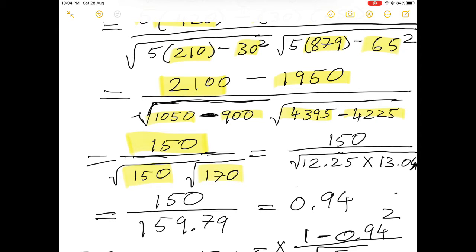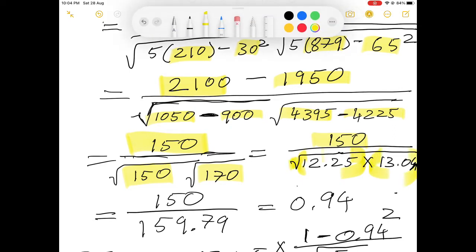Further, now I have made a mistake here. I have taken the square root, so I have to remove that. Anyway, so this should be 150 divided by 12.25 into 13.04. Let me just remove the square root from here. Just give me a second. Okay, now this is the correct way. So it should be 150 divided by 12.25 into 13.04. So now simplifying this further, I get 150 divided by 159.79, which gives me, using a calculator, 0.94.